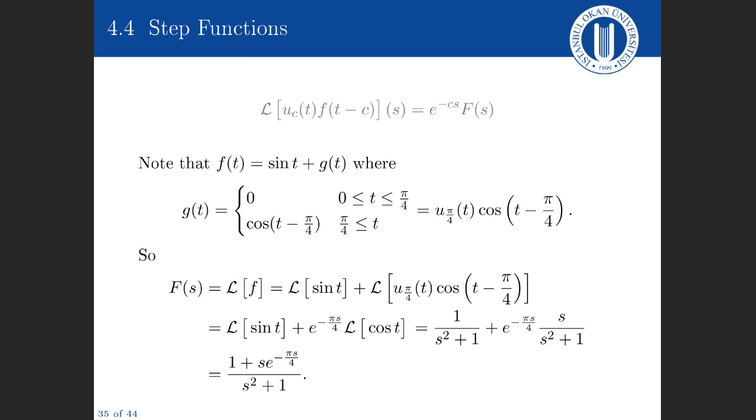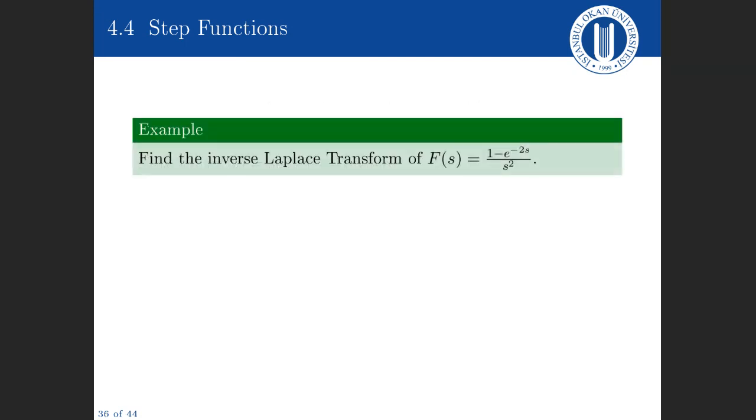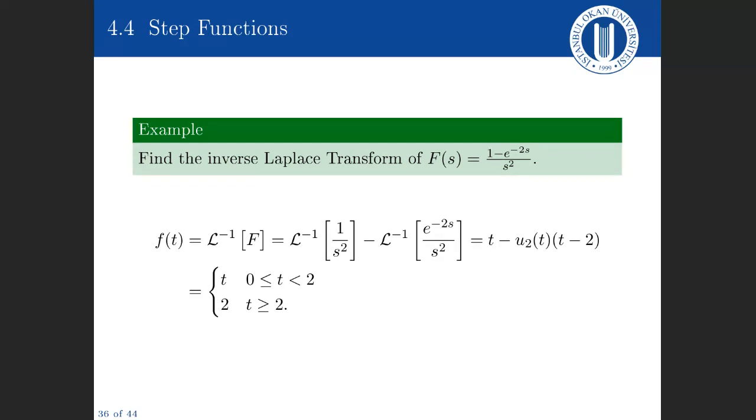We're going to be doing this trick lots and lots of times. Find the inverse Laplace transform of 1 minus e to the power minus 2s over s squared. And the solution looks like this. We want the inverse Laplace transform of 1 over s squared. That's easy. That's just t. Minus the inverse Laplace transform of e to the power minus 2s over s squared.